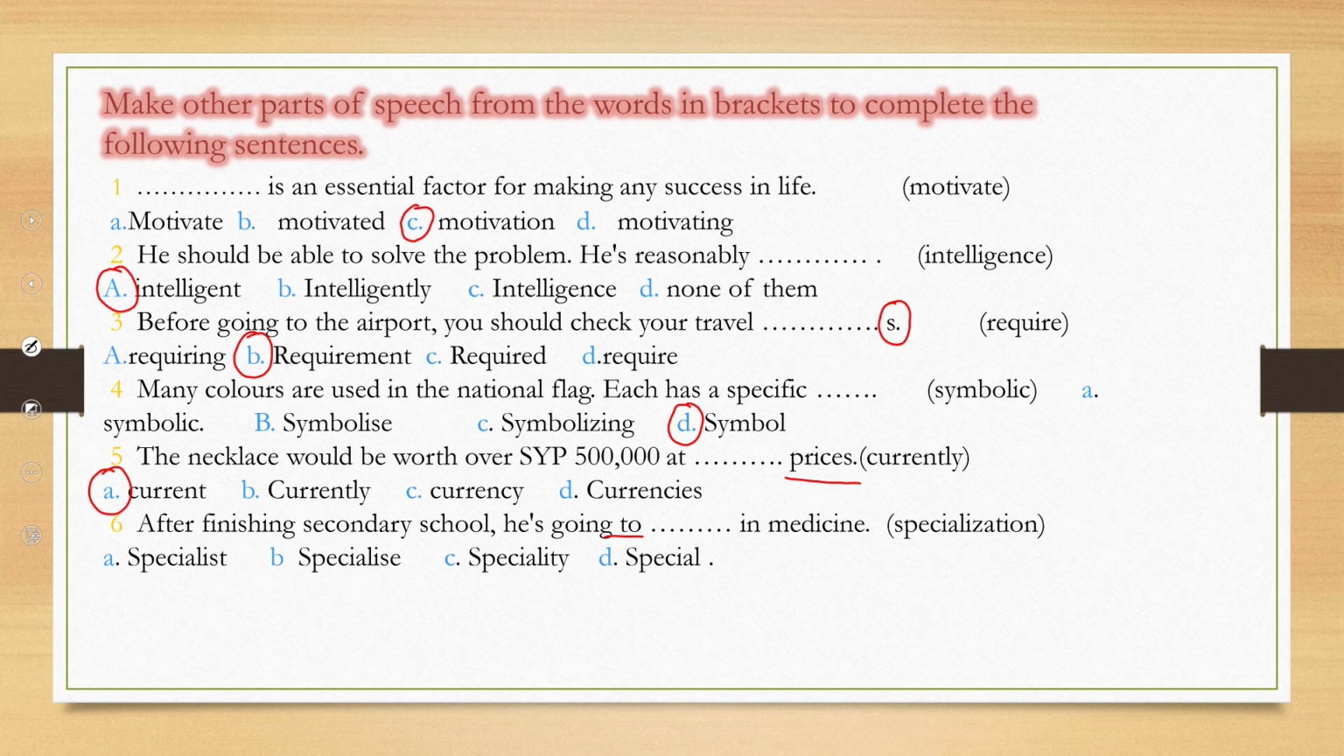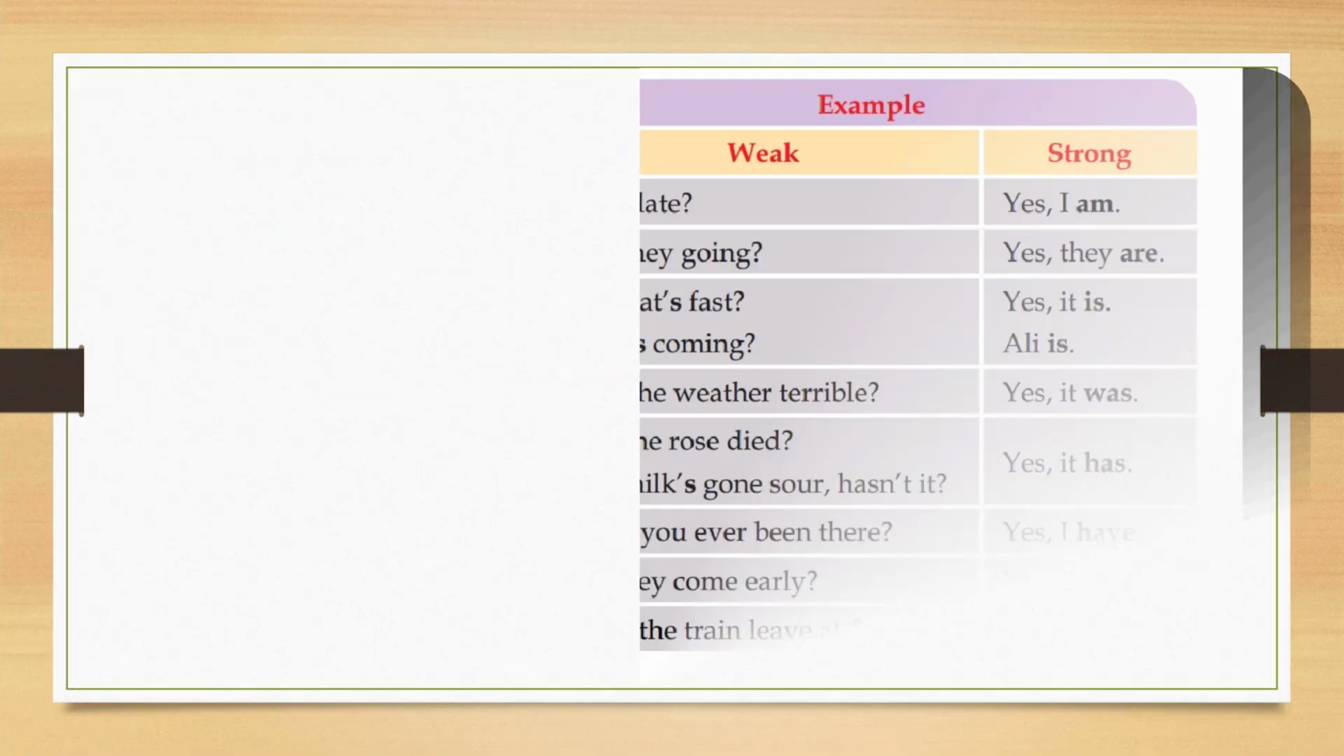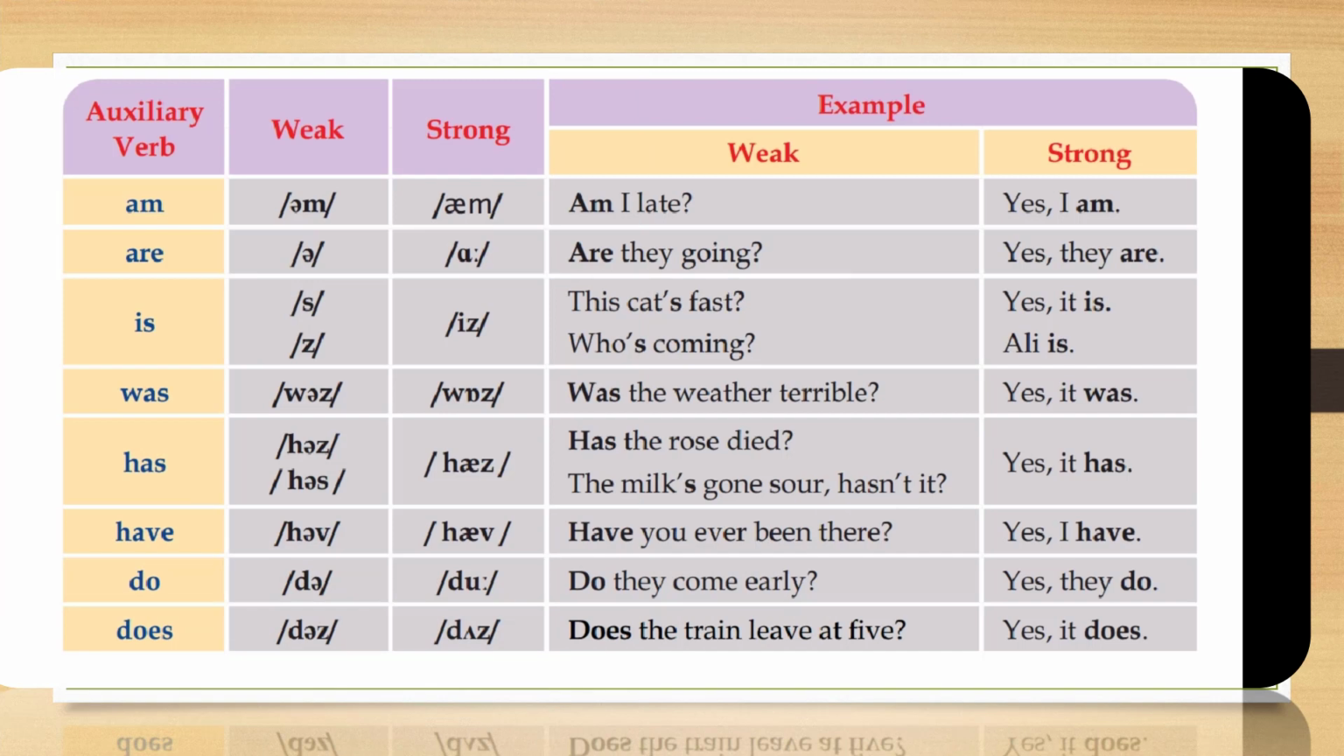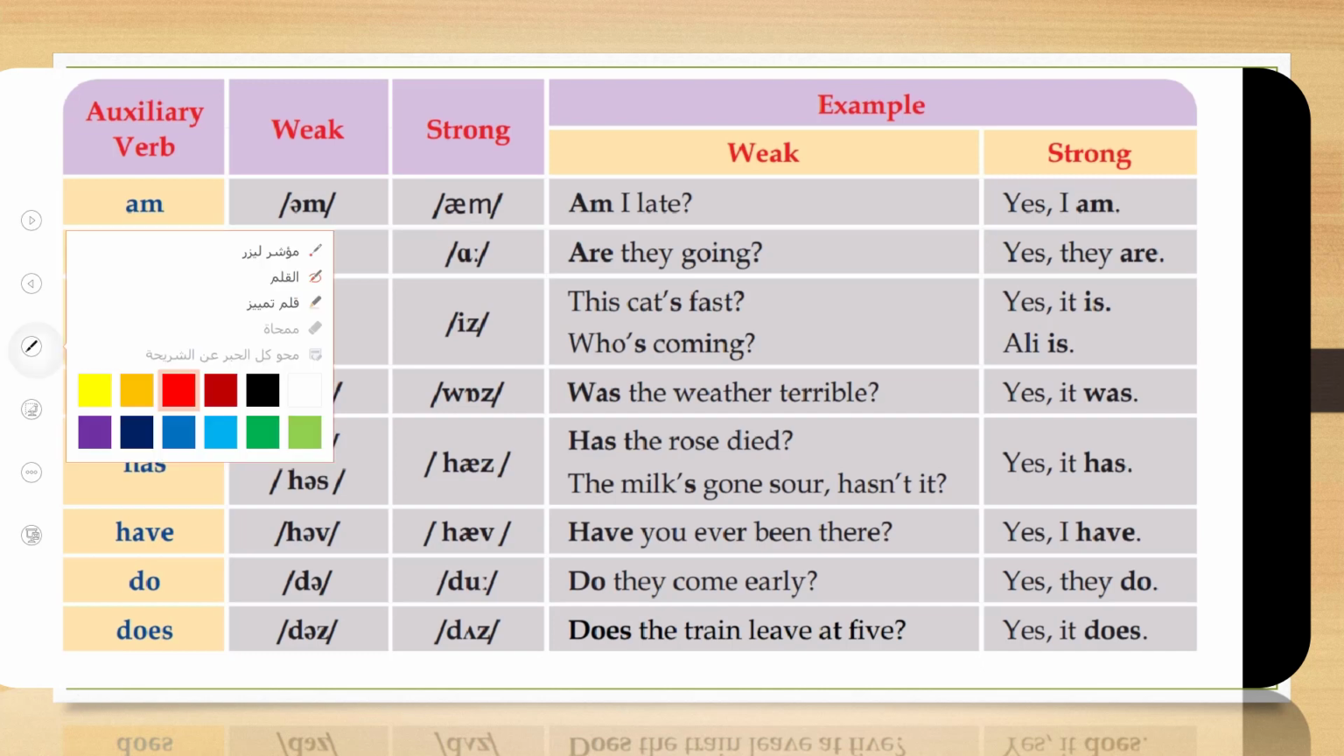He's going to, we have specialist, specialize, speciality, special. Of course, it's a verb, it's be. Now we move to another exercise. It's a pronunciation exercise.